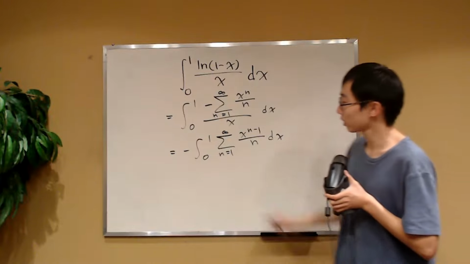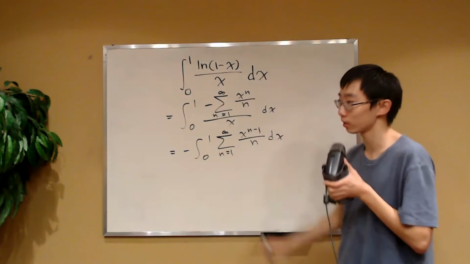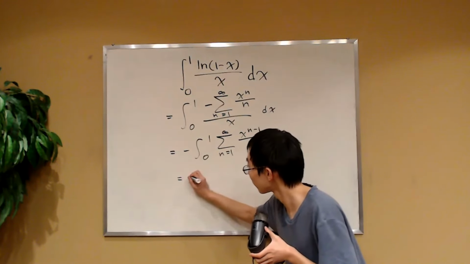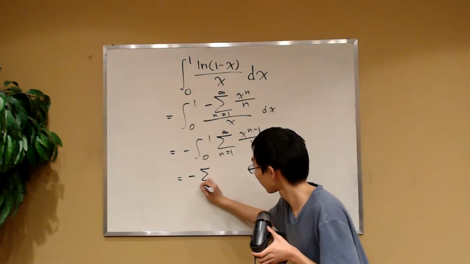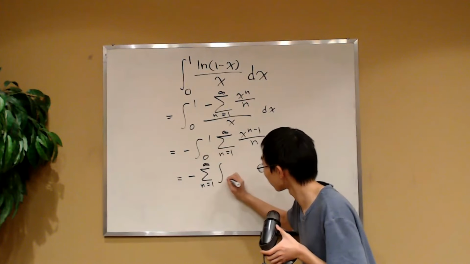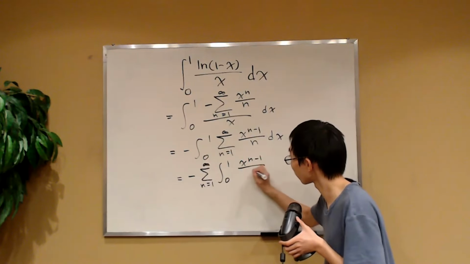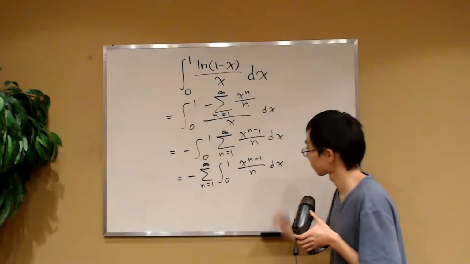So we can actually exchange the order of the integration sign and the summation sign. So we can write this as the negative summation as n goes from 1 up to infinity of the integral of 0 to 1 and then of x to the n minus 1 over n dx.